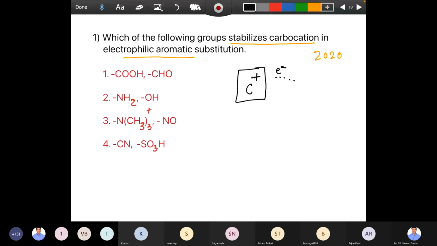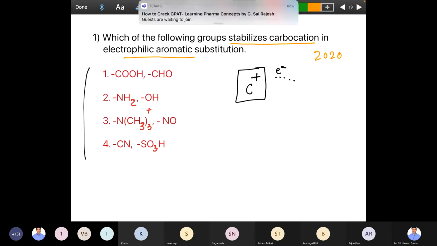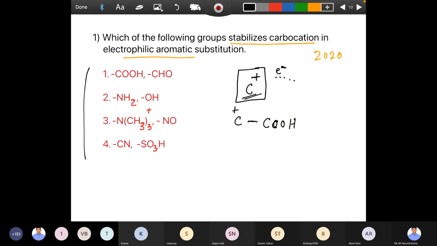Now your job is, out of the options, you need to see which one can provide electrons to the electron-rich one. The other thing, it is bonded with an oxygen which is electronegative. So the electrons will be drawn towards oxygen. So it will not be able to release electrons. So the first option is not correct.